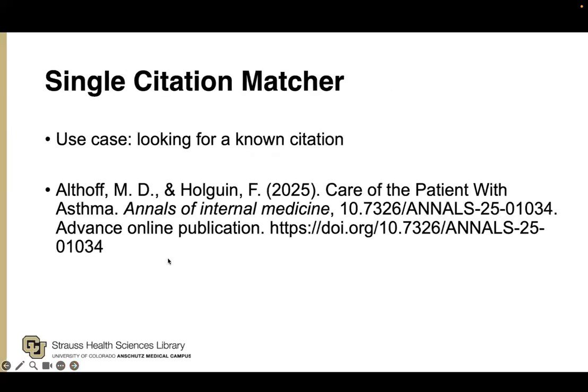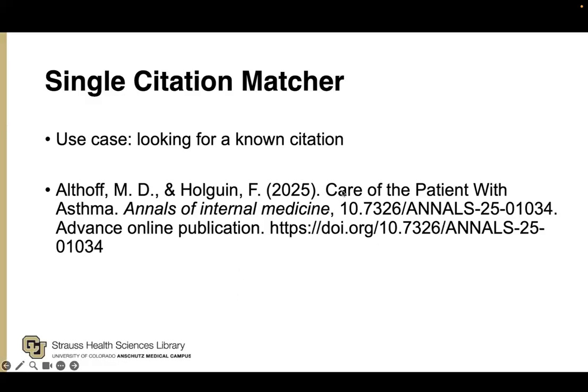The next thing I'm going to show you how to use is the single citation matcher. So this is when you are looking for a known citation. So maybe someone in your department has asked you to get the PDF of an article they're interested in or an article that they wrote. The fastest way to get a single particular citation is to use the single citation matcher. It also is dependent on you having some of the basic information about the article you're looking for.